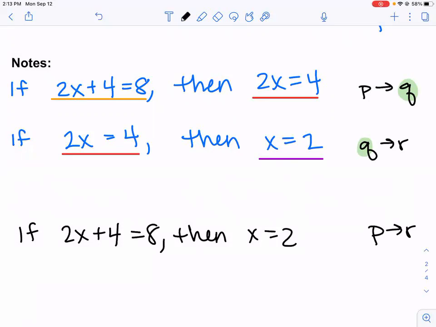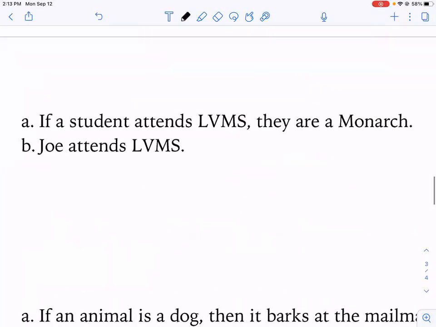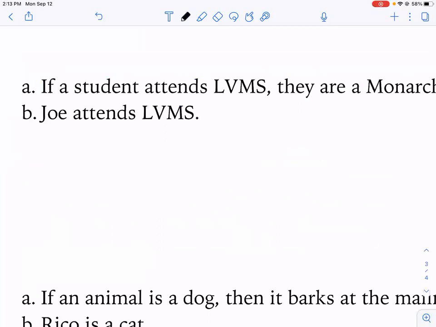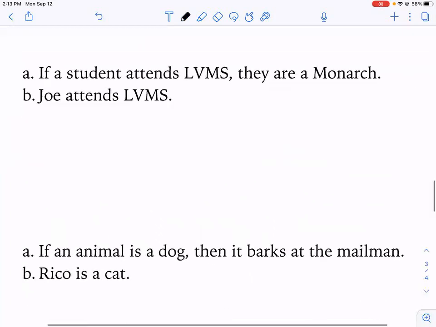All right, so here we go. Some of these are examples of the law of detachment, and some of these are examples of the law of syllogism, okay? So I want you to go ahead and read through this first one.